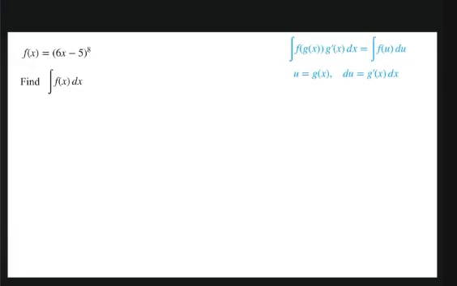Now we have a composition. So this is a U substitution problem. Whenever you see something raised to a power, especially a linear expression in parentheses, U substitution is a very good thing to check. So let U equal 6x minus 5. Then du equals 6 dx. So dx equals du over 6.